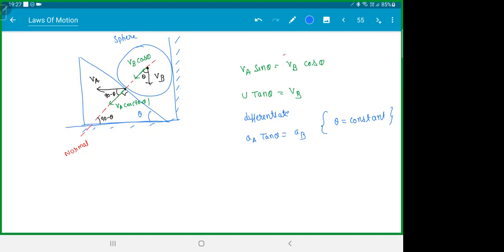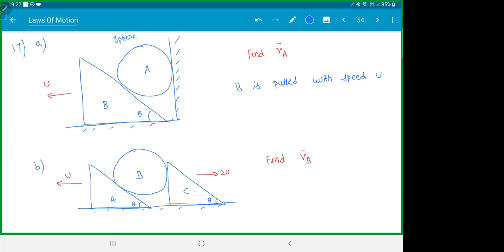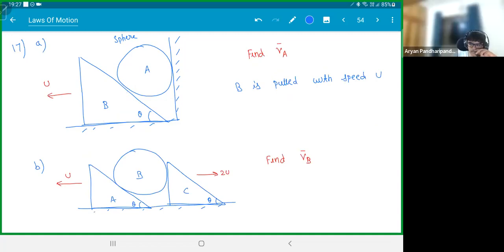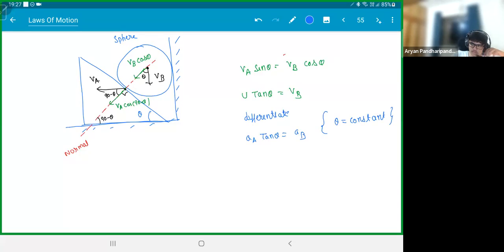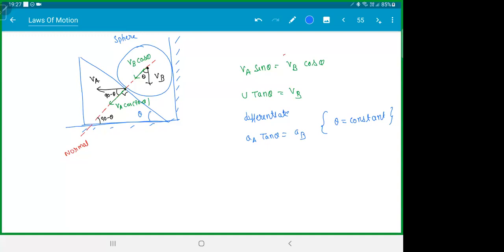All clear with this method? Do the B part. The B part is the actual problem. Sir, could you show the last slide? Anyone not convinced with this? Any confusion, please ask.